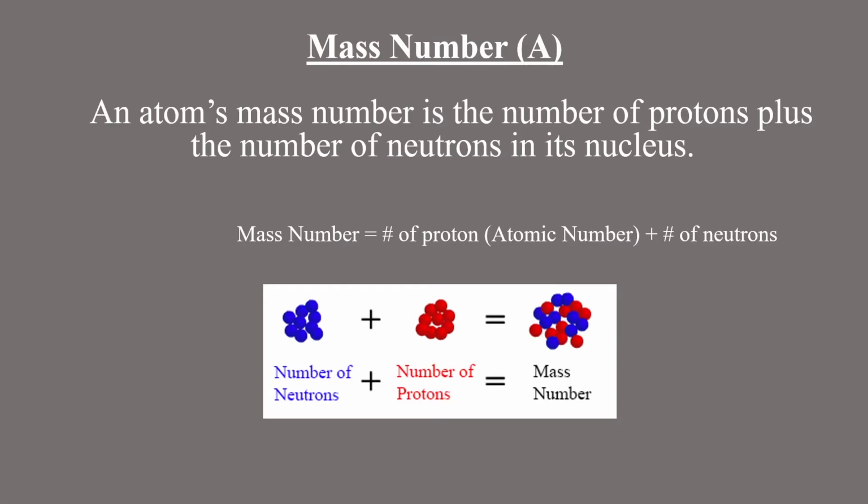Let's look at the next topic, mass number. Mass number is commonly represented by uppercase A. An atom's mass number is the number of protons plus the number of neutrons in its nucleus. With this information, we can write down an equation: mass number equals number of protons, which is actually the atomic number, right? So mass number equals number of protons plus number of neutrons.